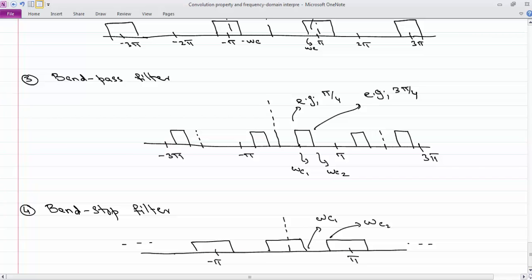So if you compare it to the notes on continuous time filters, you can see the similarities. The similarities are huge. The only difference is because of the periodicity. Once you go outside the minus pi to pi range, you have to be careful about that. There should be a component here.